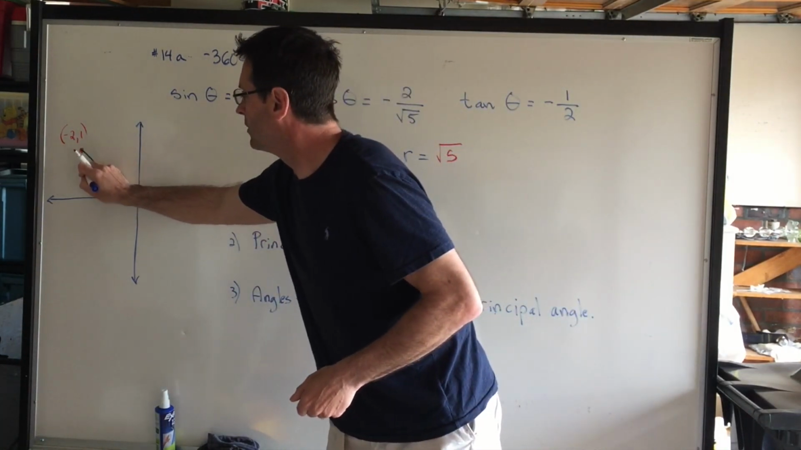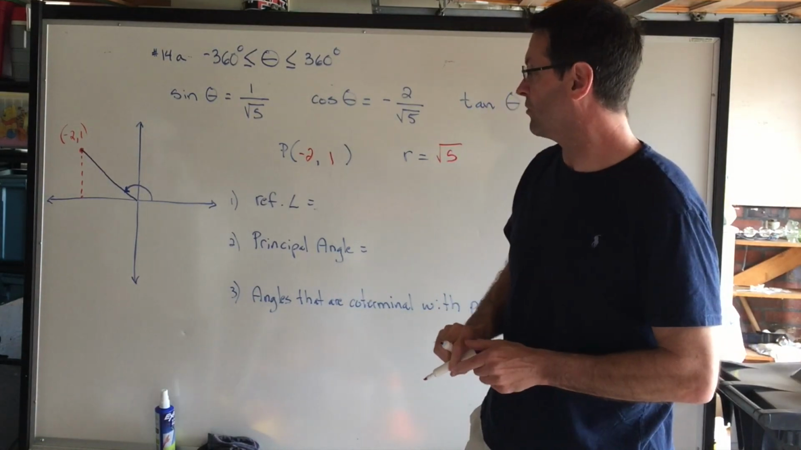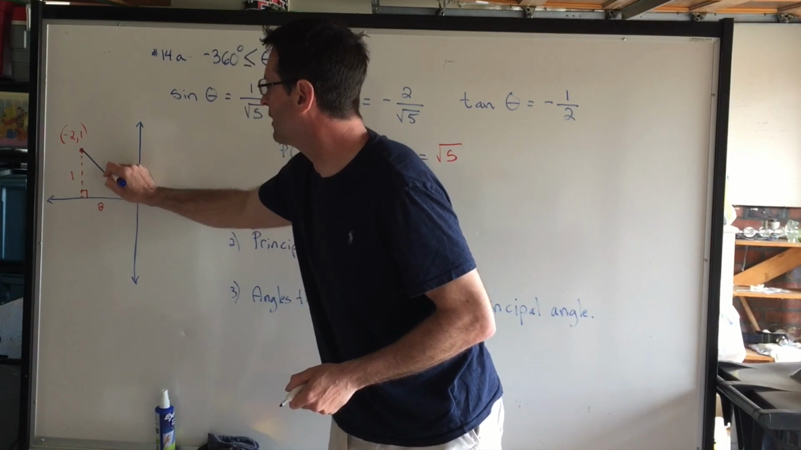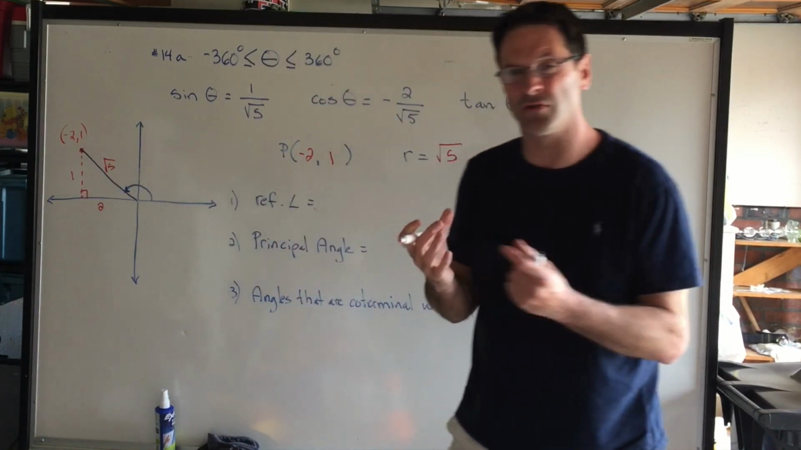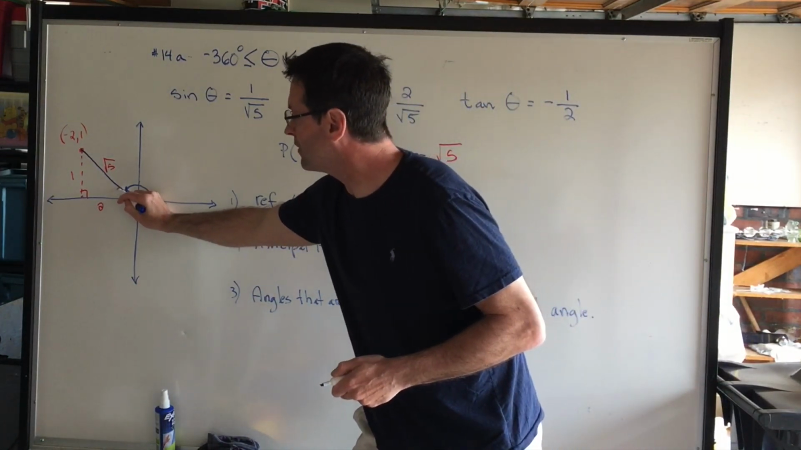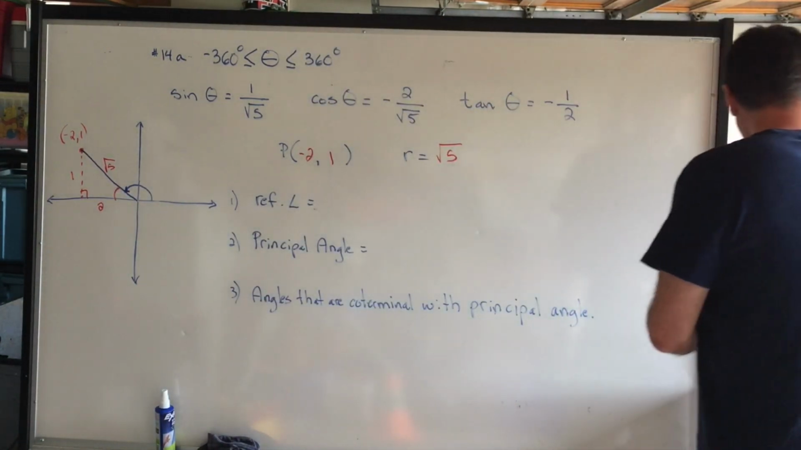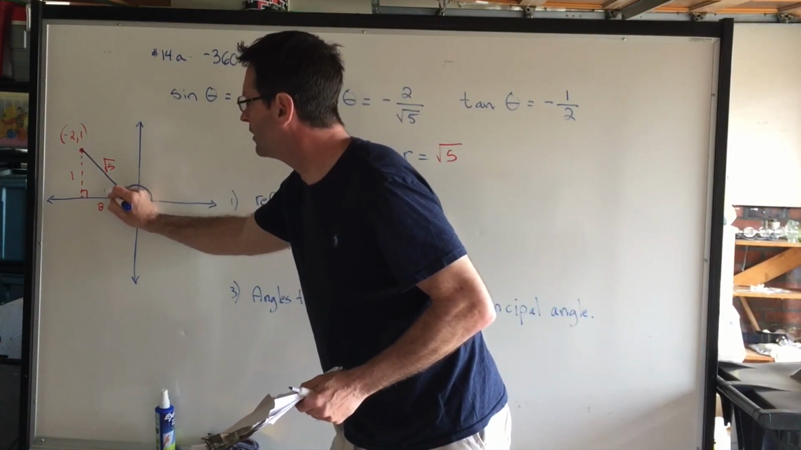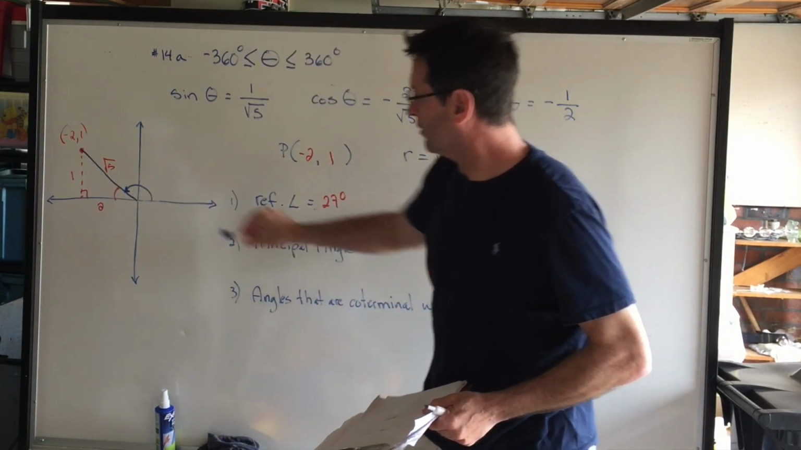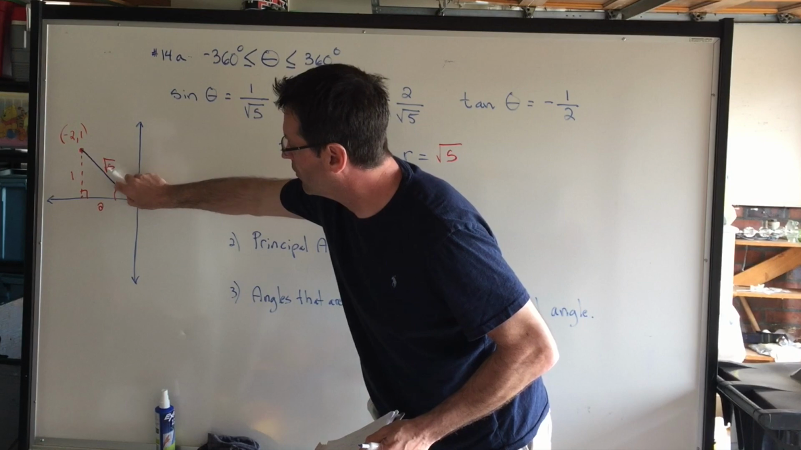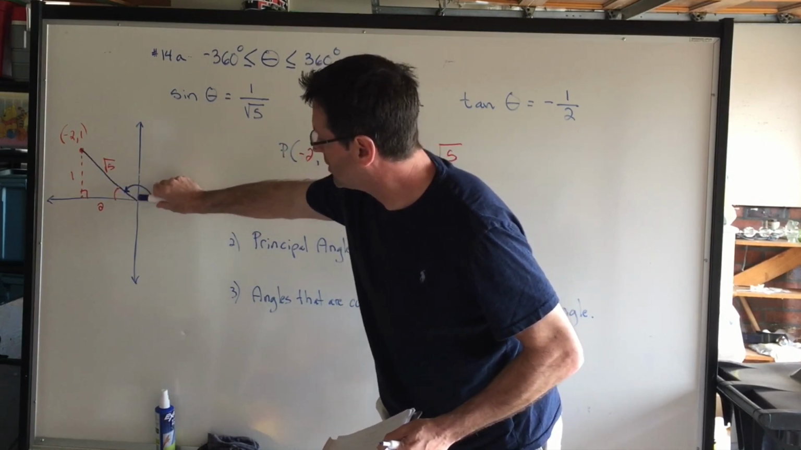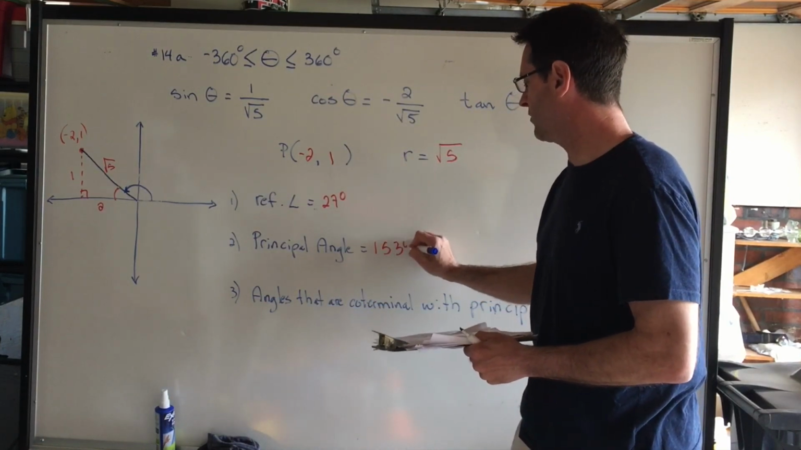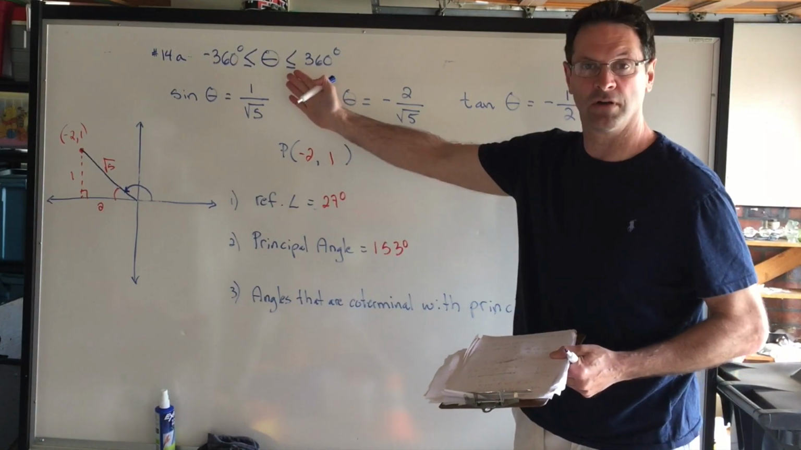How are we going to find that? Let's find our reference angle first. We know that that's a total of 2 units, that's a total of 1 unit, and that's a total of root 5 units. We've got ourselves a little reference triangle we can work with to find the reference angle. And the reference angle worked out to 27 degrees. So if we've got 27 degrees here, what's our principal angle? From here to here, that would be 180 take away 27. Our principal angle would be 153 degrees. Hey, that falls within our range, or our domain.